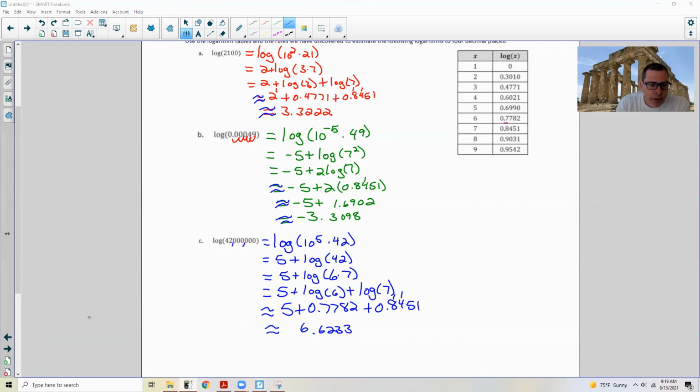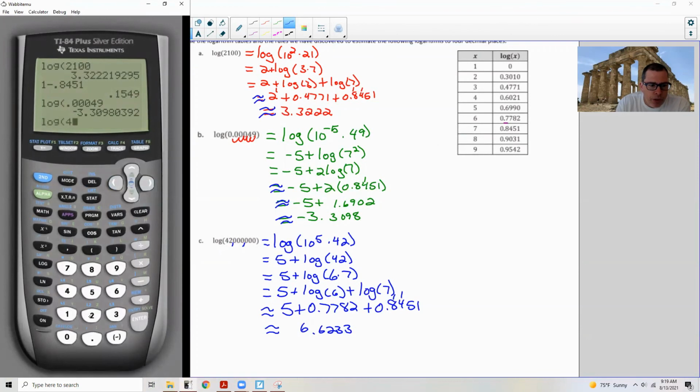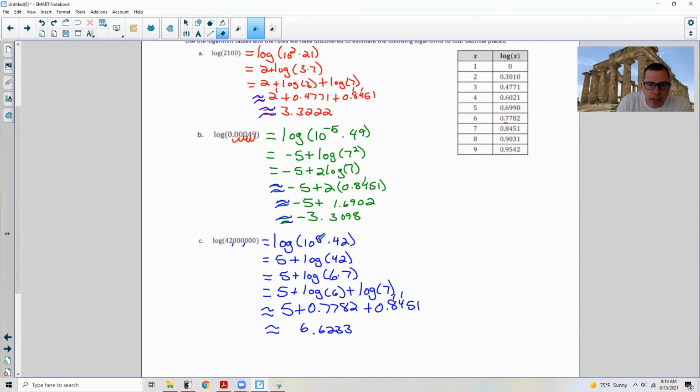Let's check it. The log of 42, 1, 2, 3, 4, 5, 6 million is 7.6233. Whoops, there's 6 zeros. Glad I checked it. Not 10 to the 5th, 10 to the 6th. Hopefully you had this and were saying to the computer screen while I was doing this that I was making a mistake, but I didn't hear you. All right, oops, now that's 7 because I carried a 1. All right, so it's 7.6233.